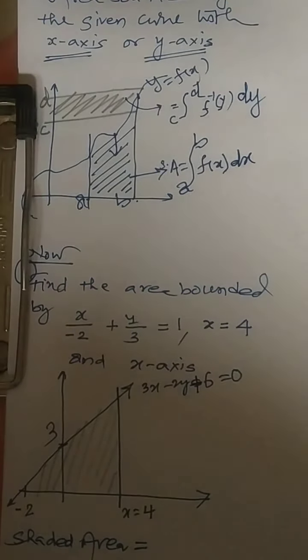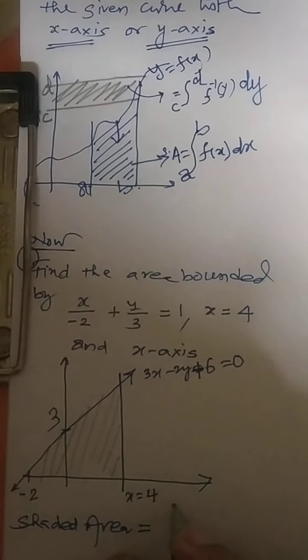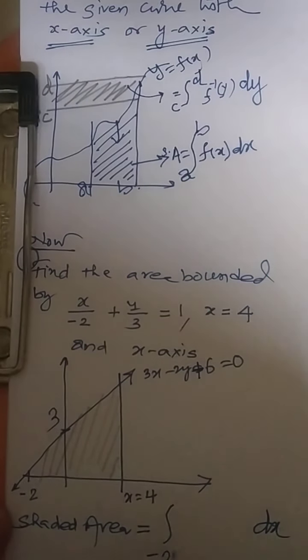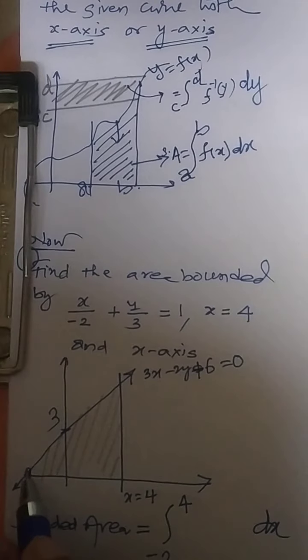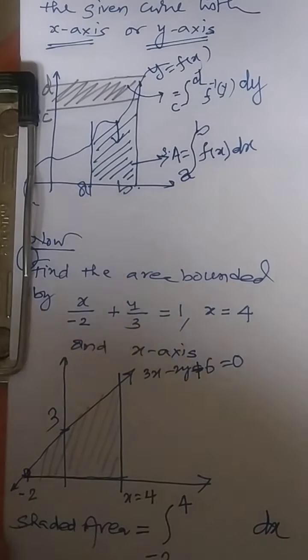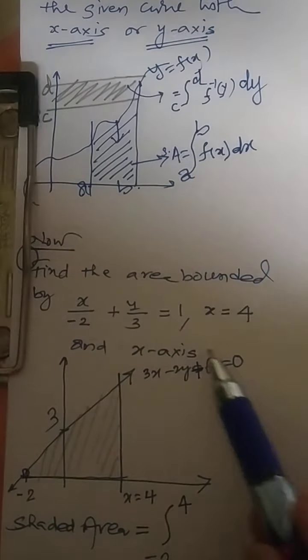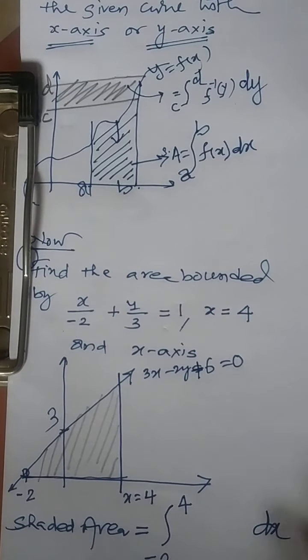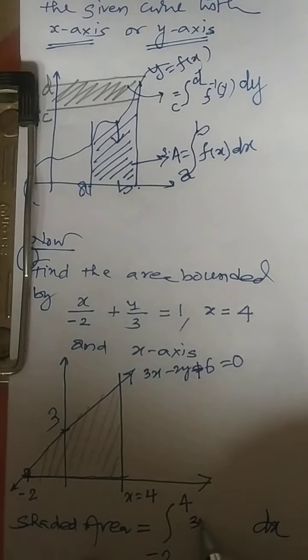Now this area is bounded with the x-axis, so I should write dx, between the range minus 2 to, what is the variation, x is varying from minus 2 to 4. Under which curve is it? This is the curve. Now you should simplify this and get the value of y from here, so y will be nothing but 3x plus 6 by 2.